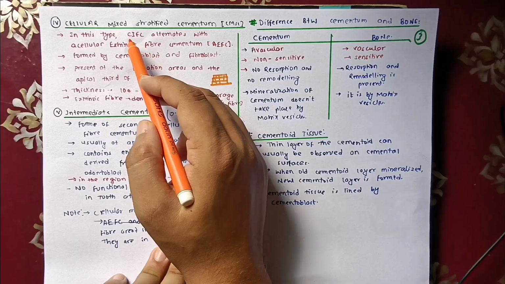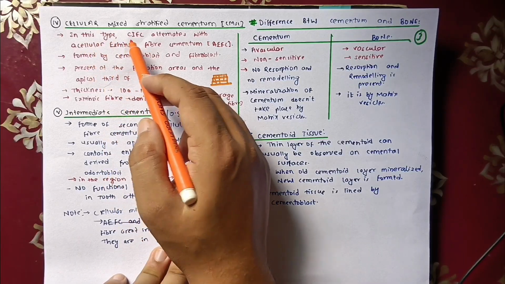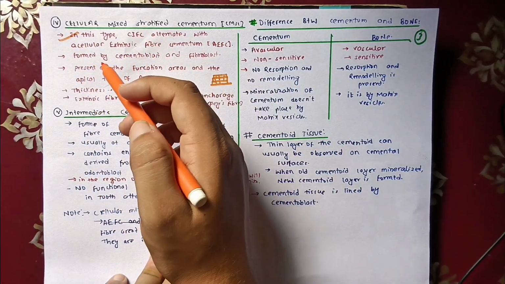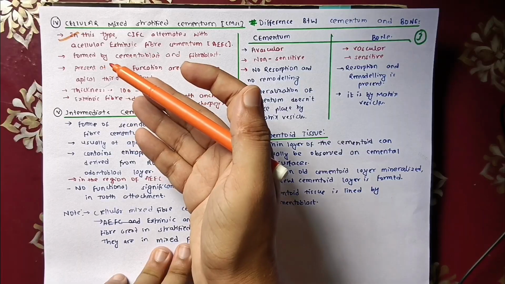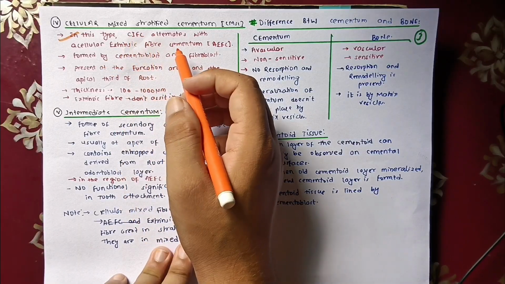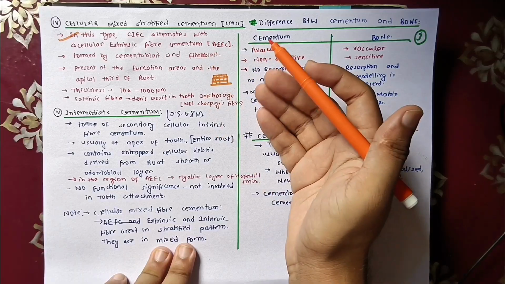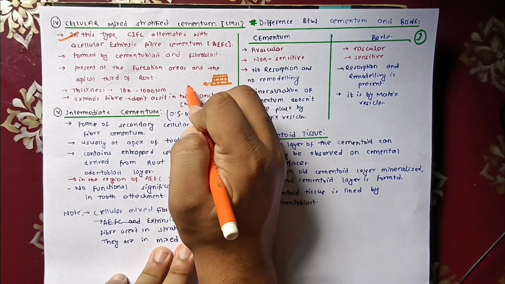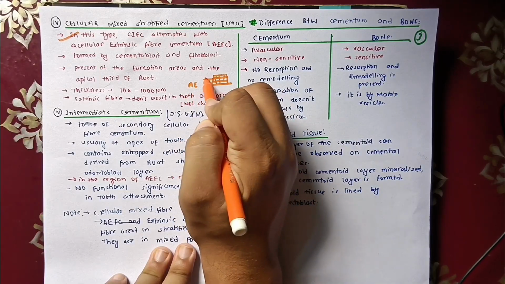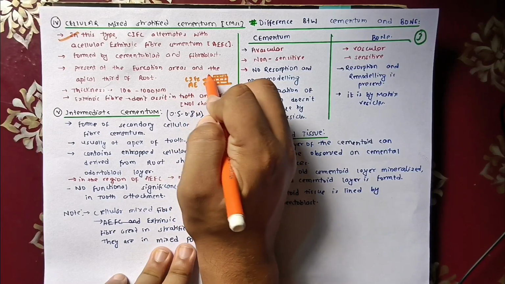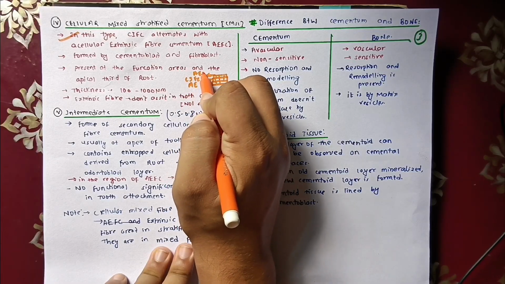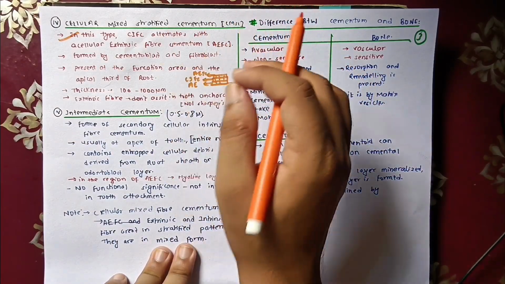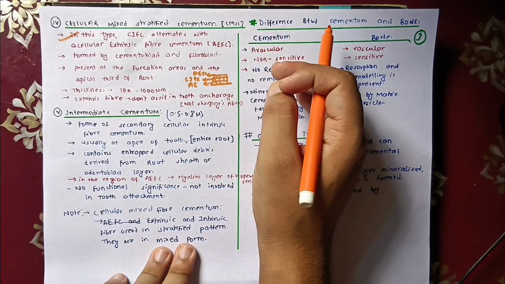In this type of cementum, CIFC alternates with the acellular extrinsic fiber cementum. The same thing I have told you previously. So CIFC alternates with the AEFC, and they form the layers. Just think, this is a layer of the AEFC, and this is a layer of the CIFC. Again, this is a layer of the AEFC. So there are strata, layers of acellular extrinsic fiber and cellular intrinsic fiber.